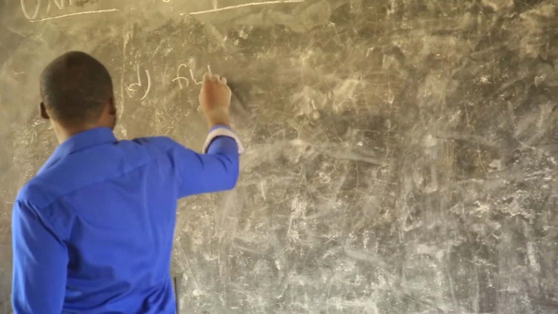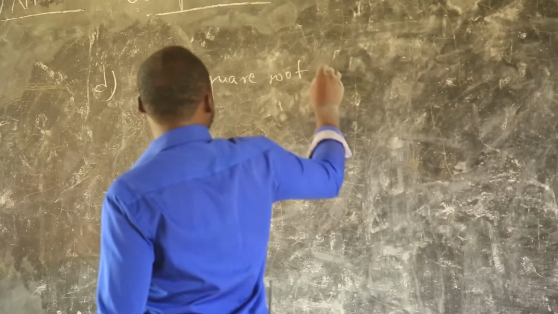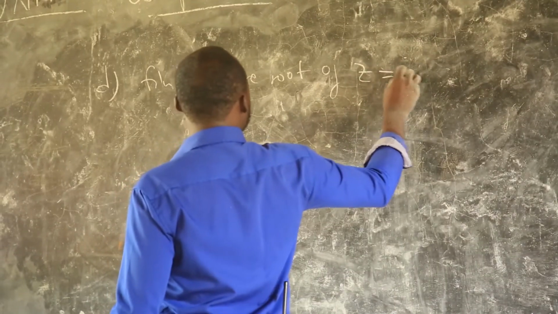Find the square root of z equal to negative 2.